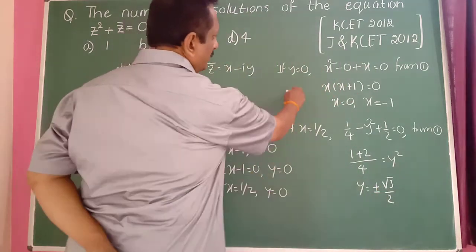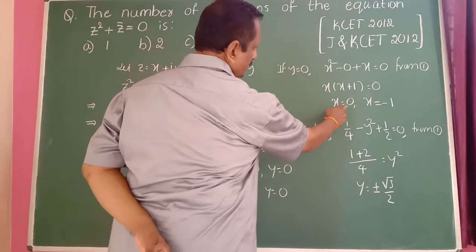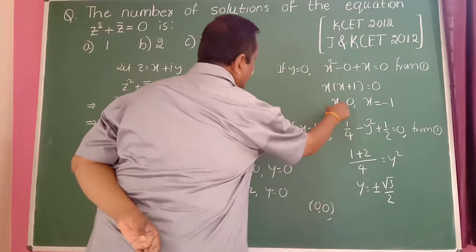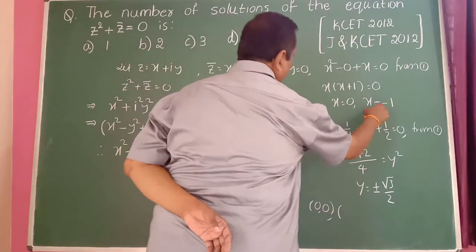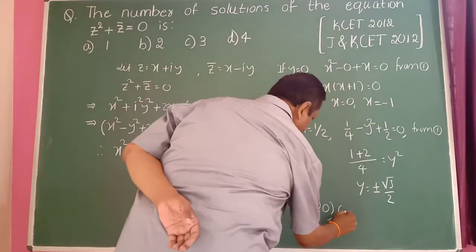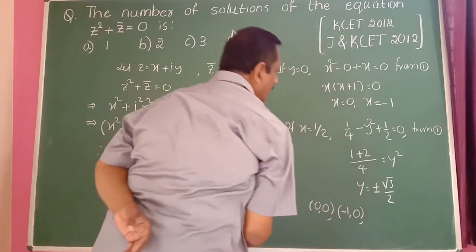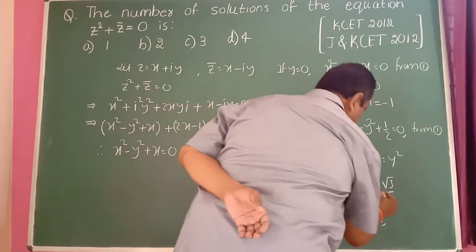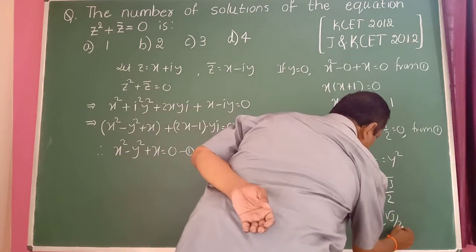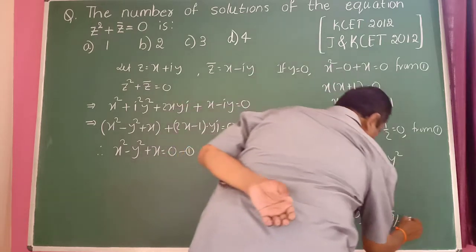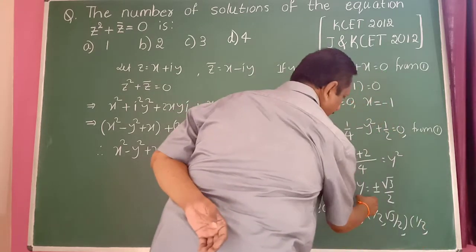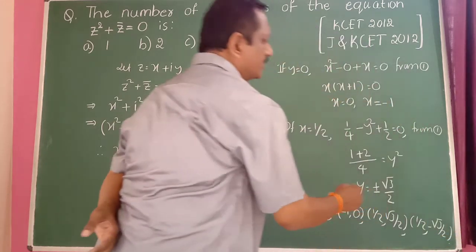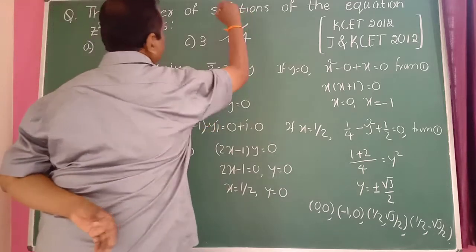Hence, when y is 0, x equal to 0 and minus 1. So (0, 0): when x is 0, y is 0, and x is minus 1, y is 0, that is (minus 1, 0). Then x is 1 upon 2 and y is root 3 by 2. Again, x is 1 upon 2 and y is minus root 3 by 2. So 4 solutions are there. Yes, D is the correct option here.